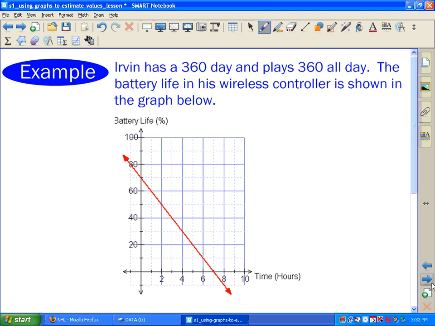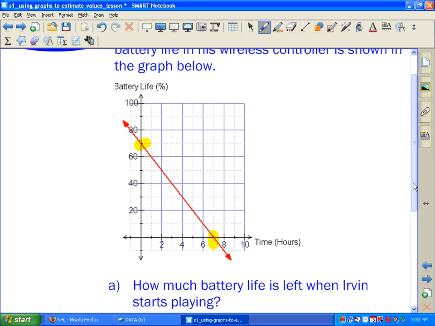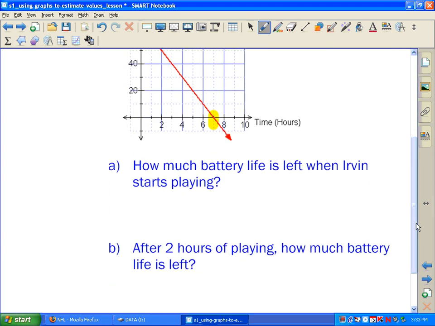So Irvin has a day where he plays video games all day. The battery life in his wireless controller is shown in the graph below. When he starts, it's right here, and when the battery runs out, it's right here. How much battery life is left when Irvin starts playing? Well, what's the value halfway between 60 and 80? That's going to be 70%. So the answer is 70%.